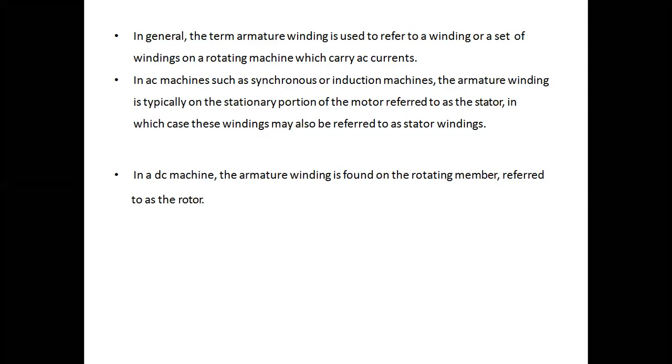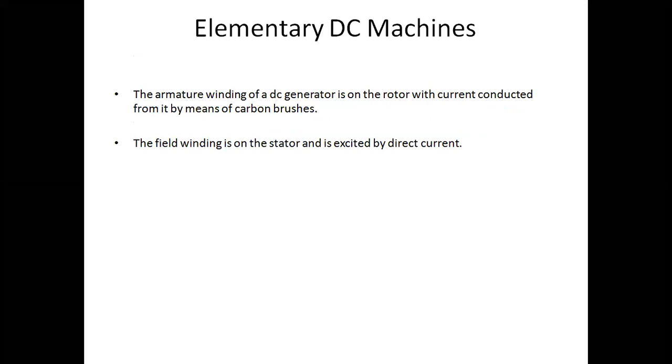That will be a DC generator or a DC motor. So here, what we are supposed to see in the DC machines is that the armature winding of the DC generator or the DC motor works as a rotor, which carries current conducted from it by means of carbon brushes, because when we saw the construction, we have seen that we are using carbon brushes on both sides of DC machines.